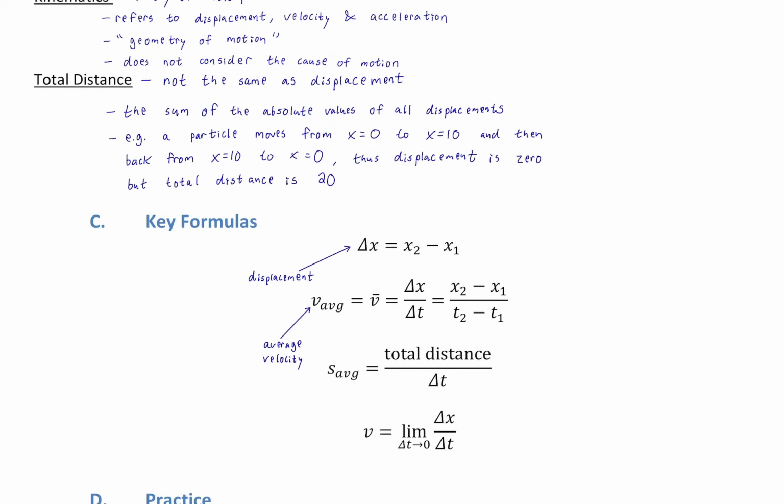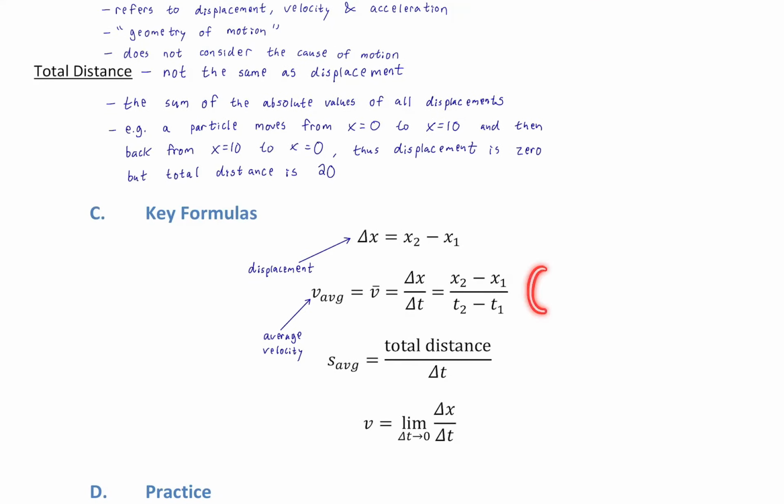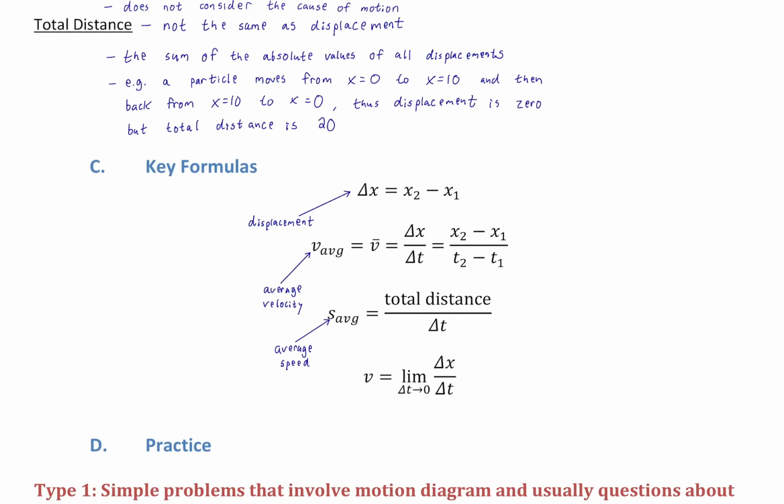Average velocity, represented by v avg for average, or a v with a bar over it, is the displacement over the change in time, not the change in displacement. It is the displacement over the change in time, which is just x2 minus x1 in the numerator and t2 minus t1 in the denominator. The units of velocity are meters per second, as you can see. Average speed is total distance over total elapsed time. The units would be the same, also meters per second.